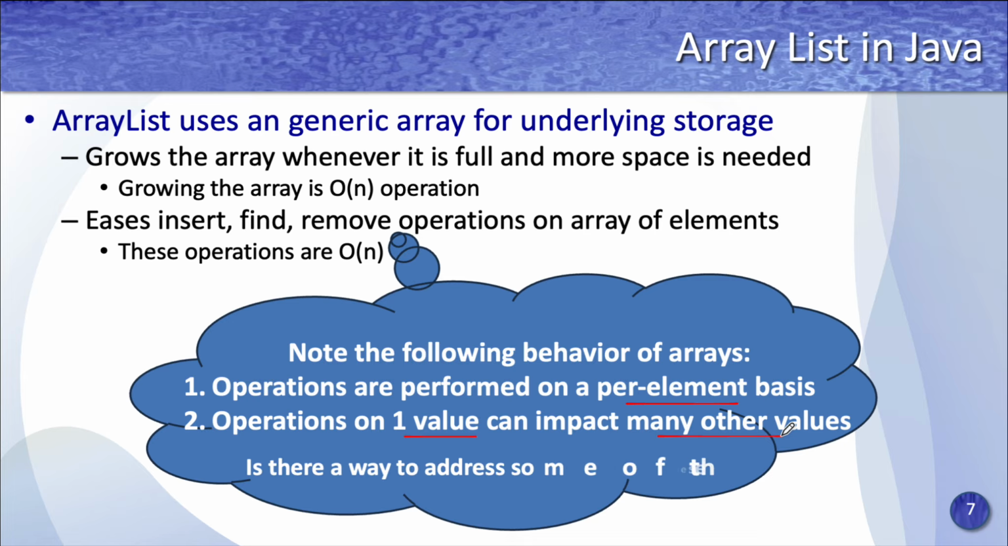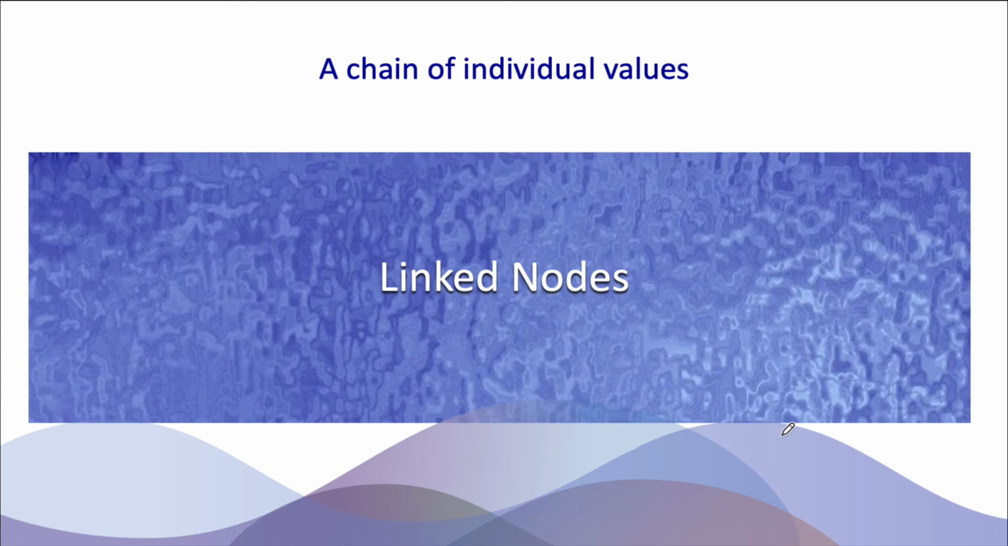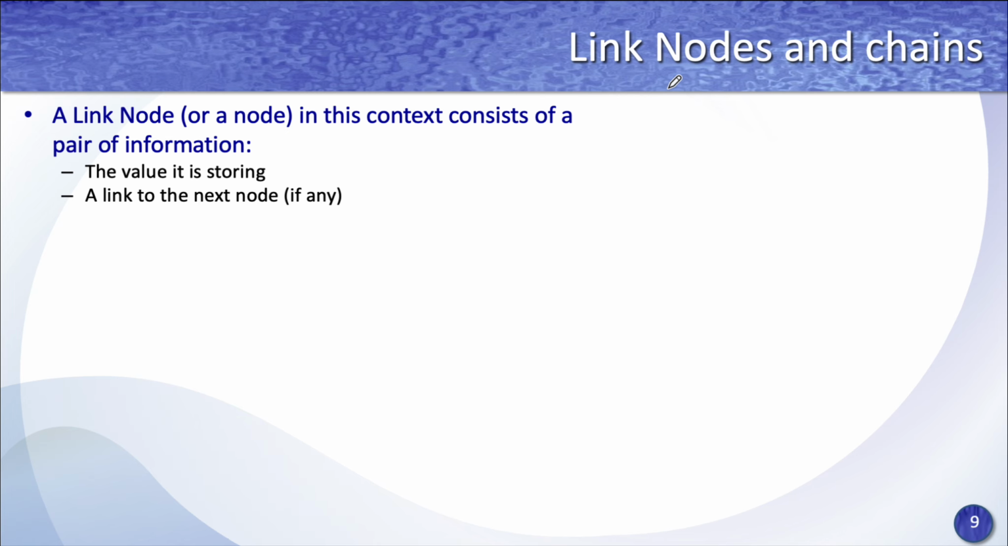So the question comes, is there a better way to address some of these issues, as in a better way to store data so that we don't have to impact all of the elements just when one value needs to be added or removed? And this is where we come into this idea of linked nodes or linked lists, which are a chain of individual values. In this context, a node or a linked node consists of a pair of information.